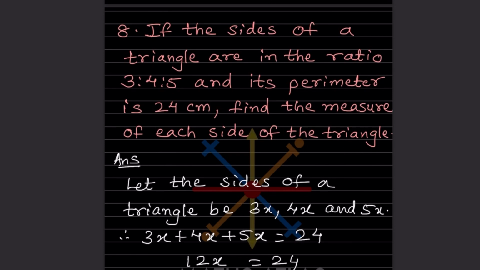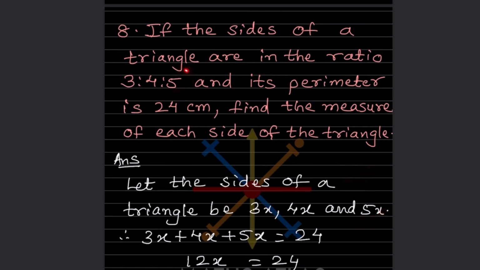If the sides of a triangle are in the ratio 3:4:5, and its perimeter is 24, find the measure of each side of the triangle. We have also done this in ratios, so you can also see the ratio topic. In a word problem, first read the whole problem and then go sentence by sentence, so you can plot the things over here.